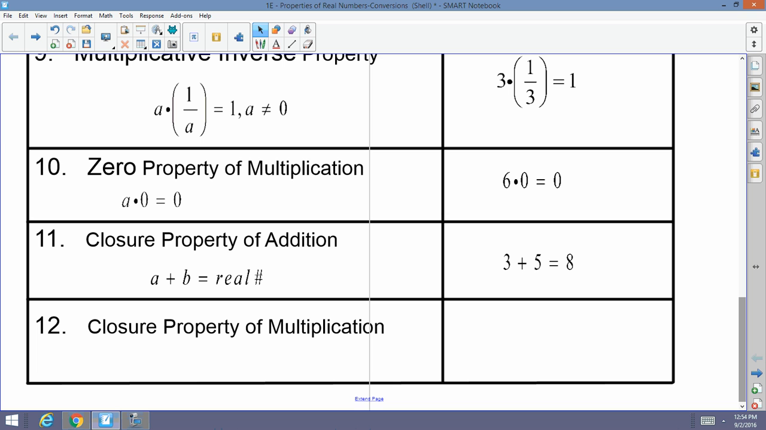And the closure property of multiplication states the same thing, but in multiplication form. And it states that a times b equals a real number, where a and b are real numbers. For example, 4 times 2 equals 8. All right, so those are the properties. Now, let's continue.